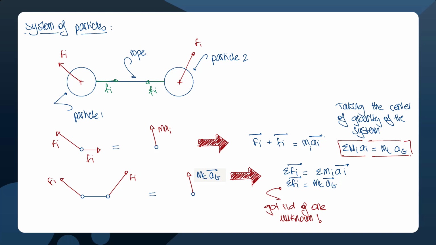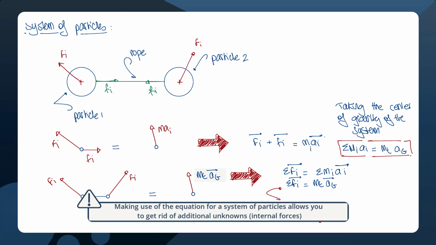Now what's important in this section is the fact that making use of a system instead of the particles themselves actually got us rid of one of the unknowns. So in our equation now, fi does not appear at all, and so we could make use of that in solving problems. Because remember, the fewer unknowns you have, the easier the problem gets.